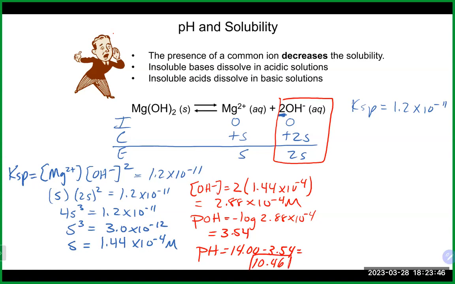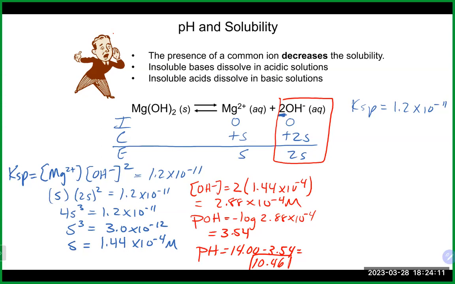So as we can see here, in a case where you might have an insoluble base or an insoluble acid, you could actually use the Ksp value to figure out the pH of that particular solution. So here we would expect it to be 10.46, which does make sense since it has hydroxide, it is a base, so that is a basic pH.